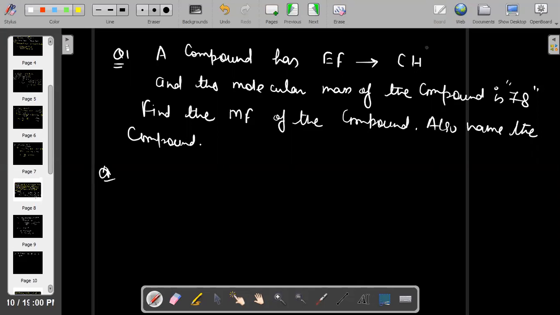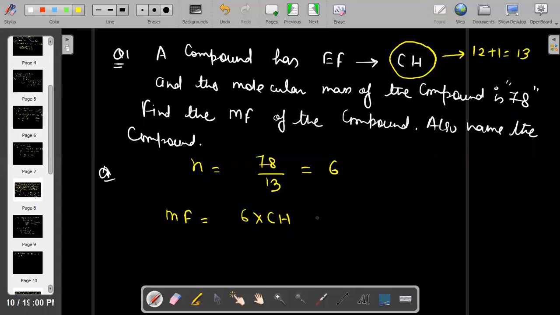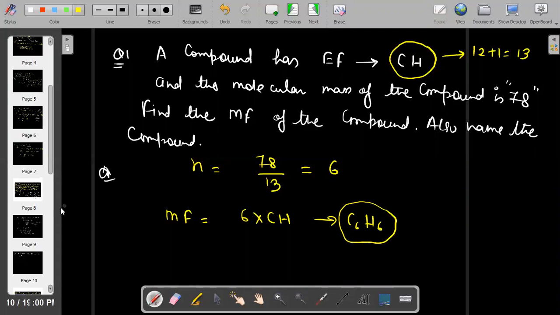We know empirical formula is CH. So what is the empirical formula mass? 12 plus 1, 13. So what is the value of n? Molecular mass 78 upon 13 is equal to 6. So what is the molecular formula? 6 into CH, that is C6H6. And what is this? This is called benzene.